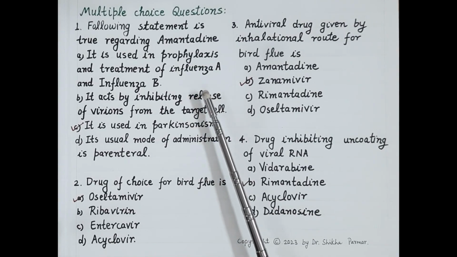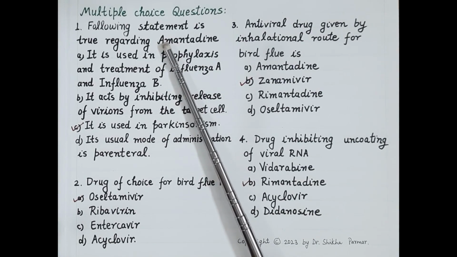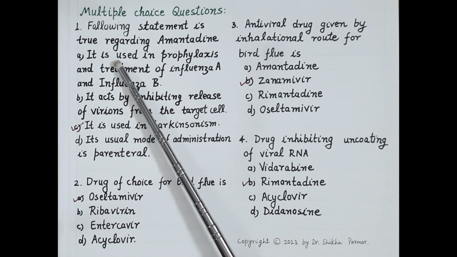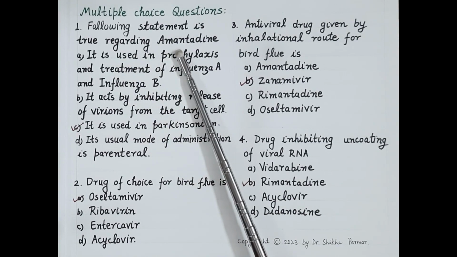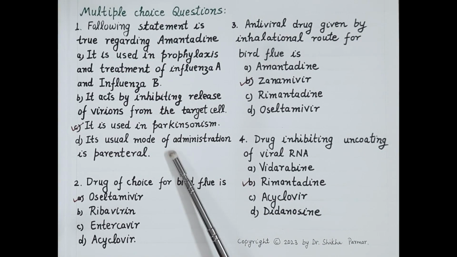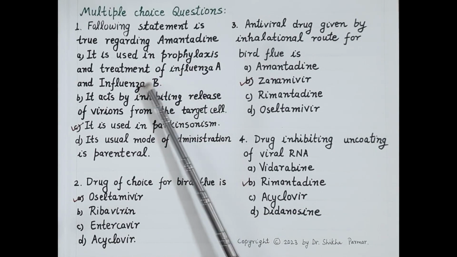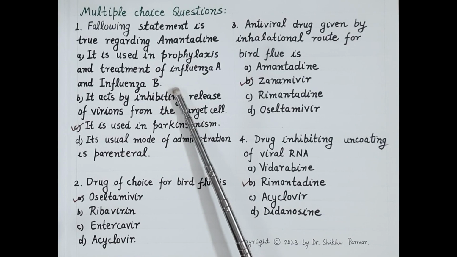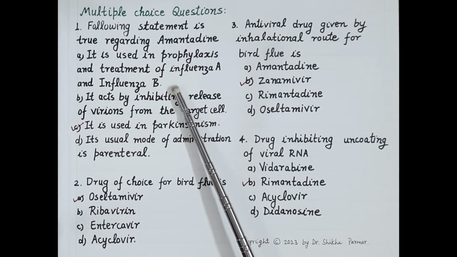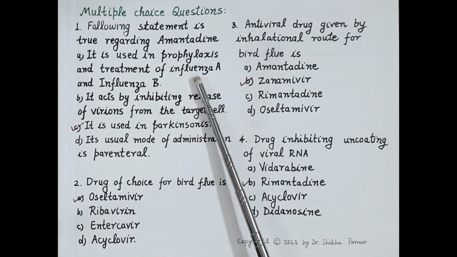Now, the first multiple choice question. The following statement is true regarding amantadine. Let's see what are the four different statements. First, it is used in the prophylaxis and treatment of influenza A and influenza B. Now we know amantadine is used only in the prophylaxis and treatment of influenza A. It is not used in the treatment of influenza B. So this statement is not correct.